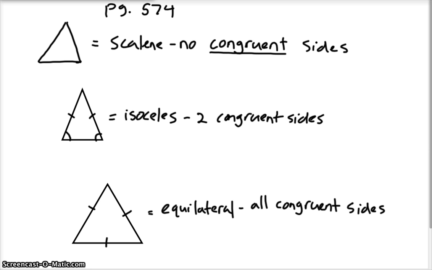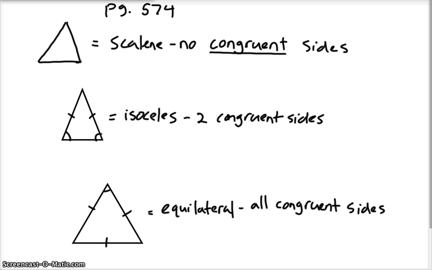Last thing, we have an equilateral triangle. That means that all sides are congruent, all of them equal. That means all of these angles are the same. So again, what do you think? Are they all less than 90 degrees? So this one would be acute equilateral.